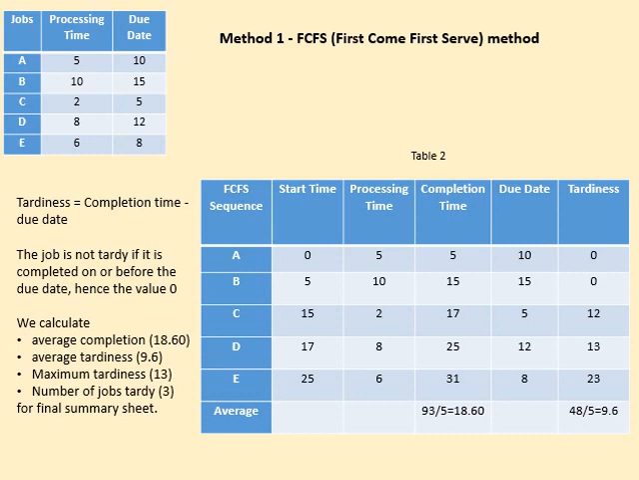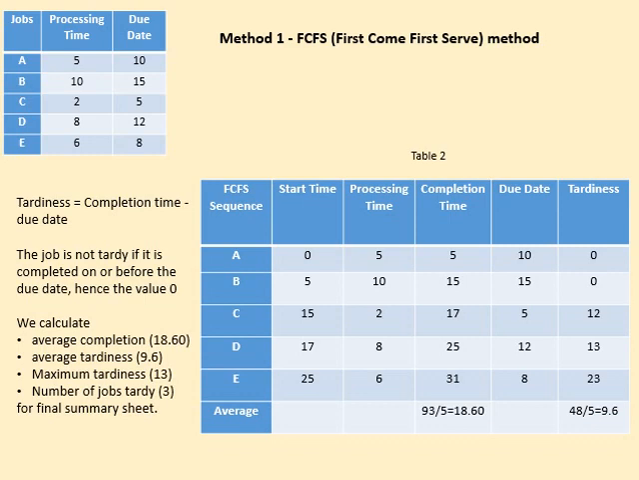So, with first come, first serve sequencing, we assign job A first, as job A arrived first. Its start time is obviously at time 0, it takes 5 days to complete the work, so it finishes on the 5th day. Its due date is the 10th day.